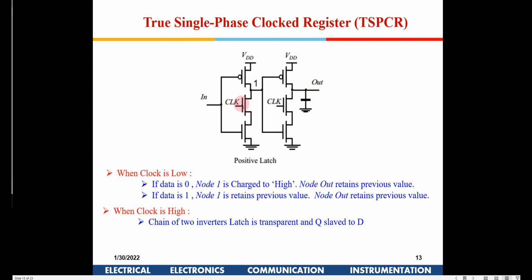Suppose the clock has gone high here, right? And now if you try to analyze, the clock has gone high, and the data is changing. Does it get reflected at the output? Is it going to be transparent or not? If you see here, when the clock is high, any change will be transparent in this particular case, because of the two chain of inverters, the latch is transparent and Q is slave to D. So this works as a latch in that particular case.